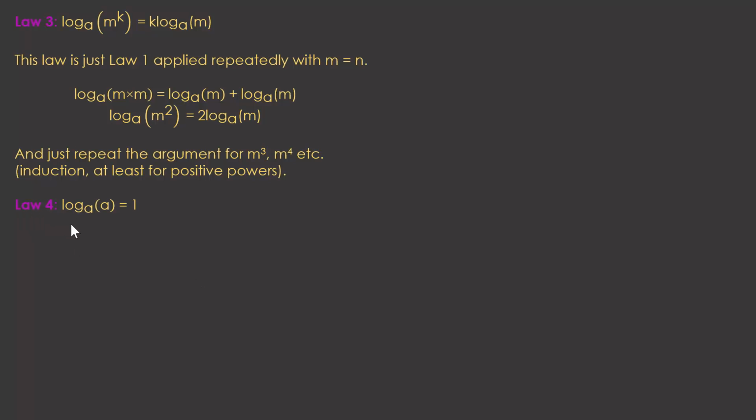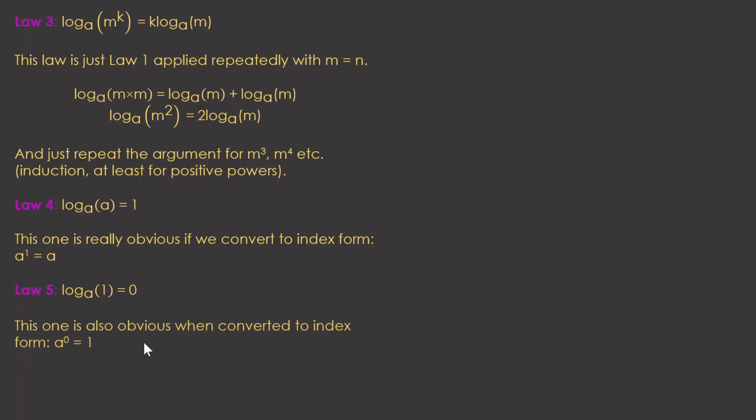Law 4 states that log to the base a of a is equal to 1. Now that makes sense if you think about it in exponential form. A to the power 1 is a. And I've said that here. This one is really obvious if we convert to index form. Law 5 is log to the base a of 1 is equal to 0. And again, this one is obvious because we know that a to the power 0 is equal to 1.